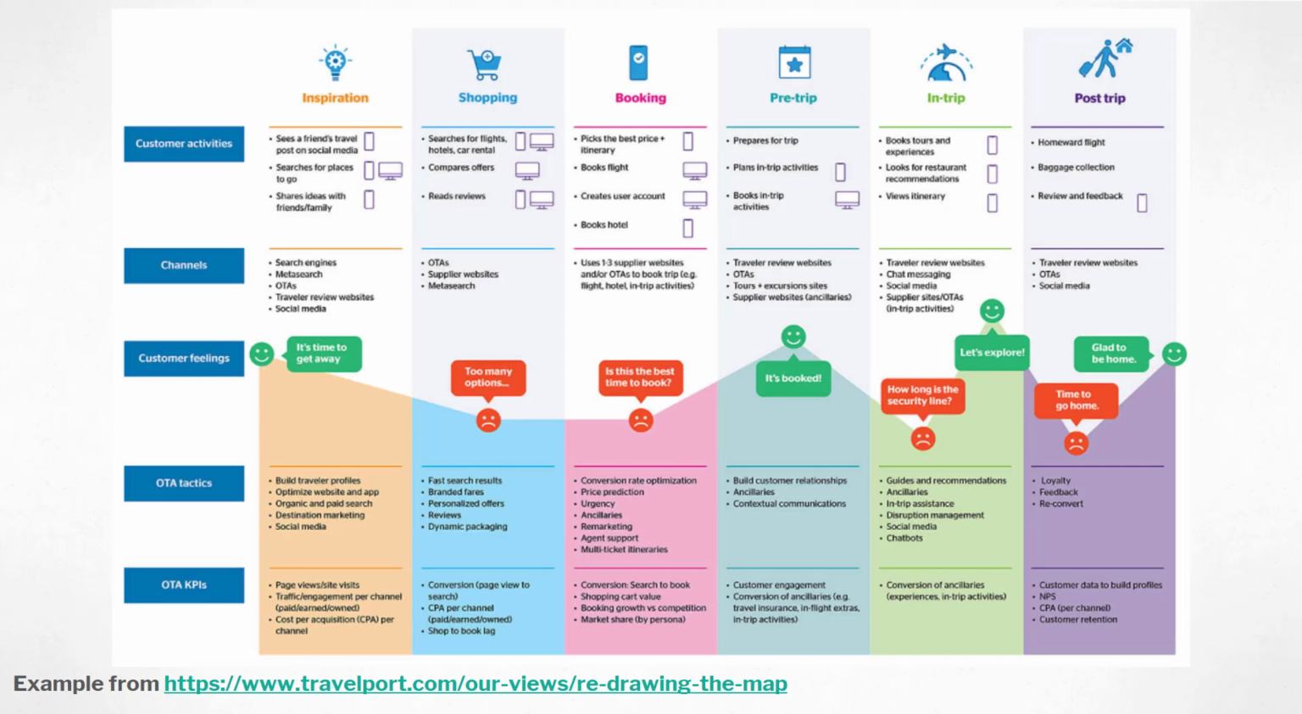So this is an example of a travel journey taken from travelpod.com. And we have here a journey of a traveler. And as you can see at the top, there are different phases in the journey, starting from inspiration, shopping, booking, pre-trip, in-trip, and post-trip.